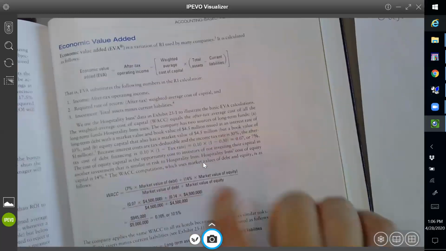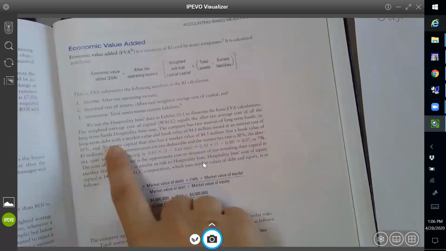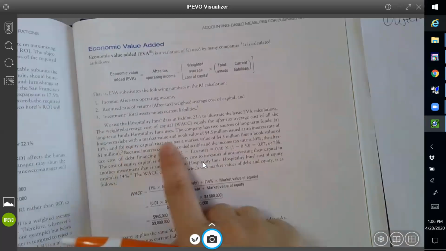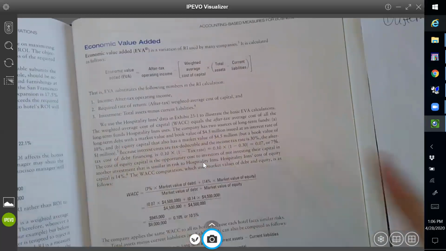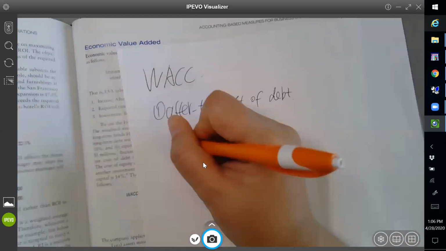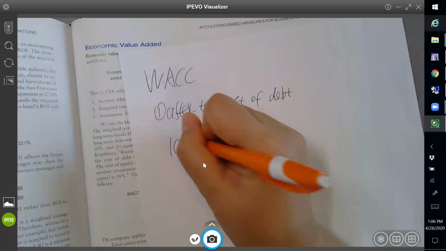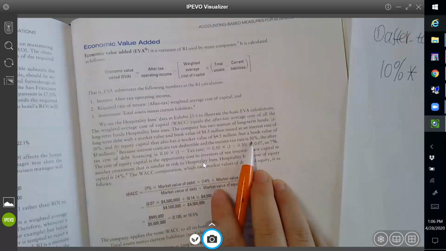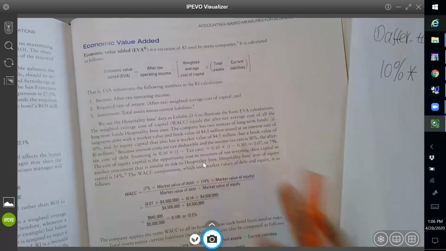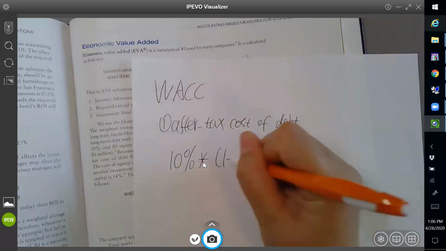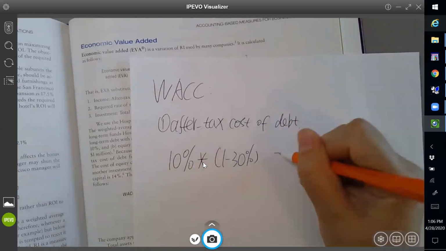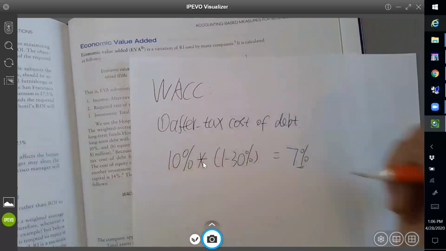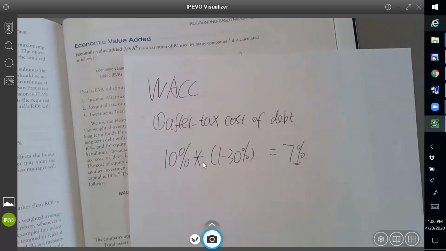It told you that you have long-term debt of 4.5 million. Interest rate is 10%. So before tax is 10%, and your tax rate is 30%. Oh, it's the same as our example, right? So your after-tax cost of debt will be 7%.